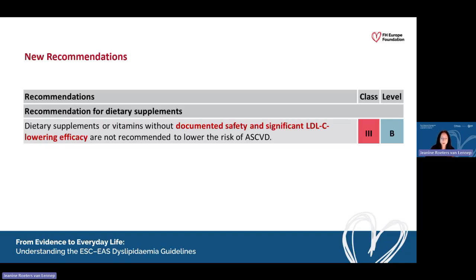So this is an important new recommendation: we say dietary supplements or vitamins without documented safety, which is very important, and significant LDL-lowering efficacy are not recommended to lower the risk of cardiovascular diseases. And this is a class 3, and a class 3 means do not use this.